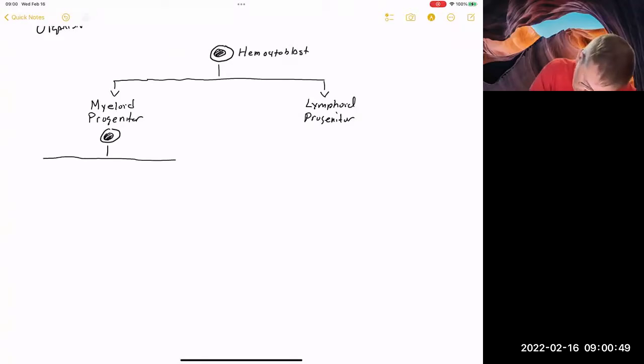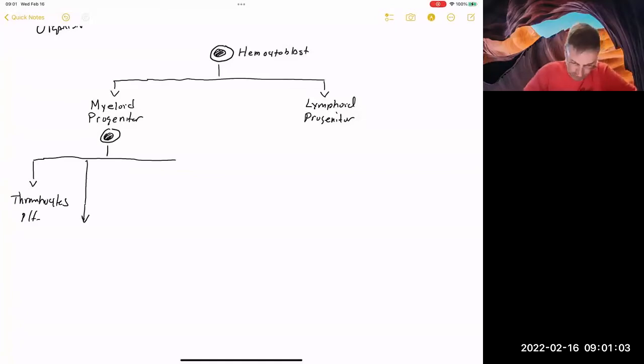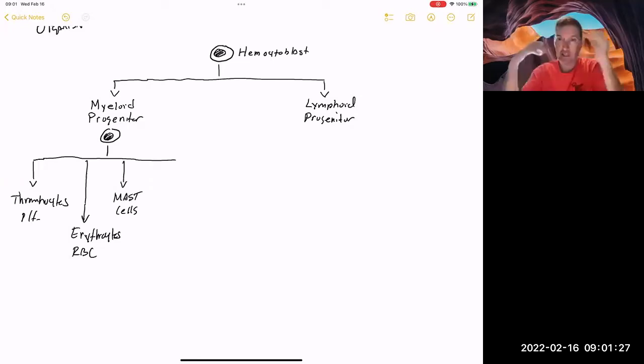into other subtypes. For example, they may differentiate into thrombocytes, also known as platelets, right? They may differentiate into erythrocytes, also known as red blood cells or RBCs. They may differentiate into what are called mast cells. These are cells that contain histamine, right? And they degranulate, they rupture and release histamine. And that's part of the immune response. And they may also differentiate into what are known as myeloblast cells.